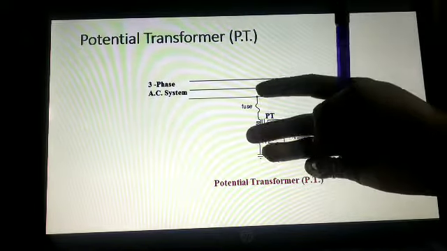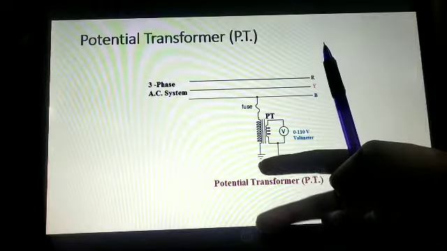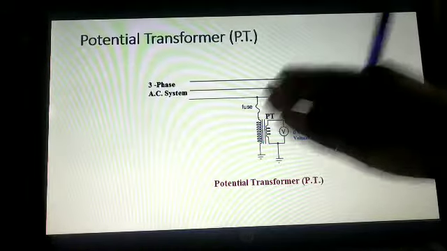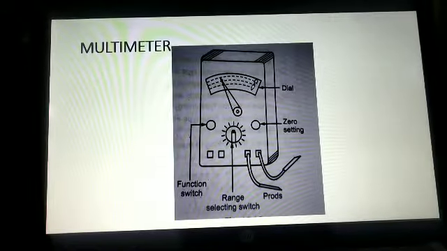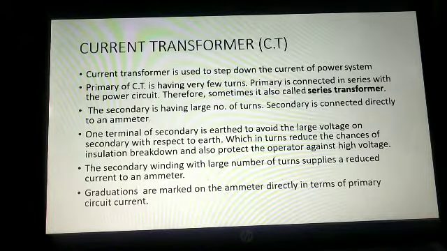So what is the main function of potential transformer? It will lower the value of voltage, right? So it will lower or it will step down the value. So this is about the potential transformer and the current transformer.